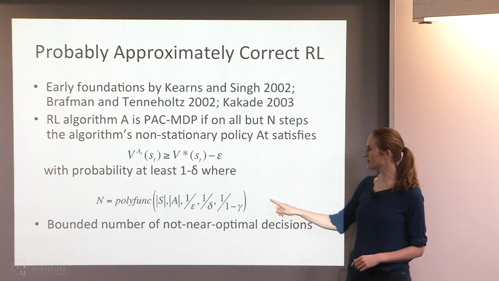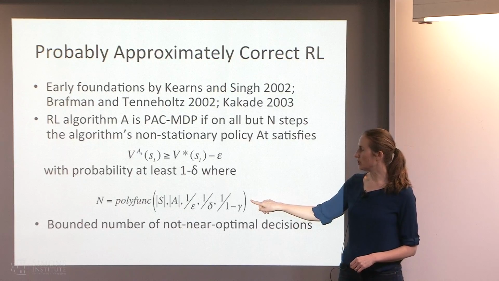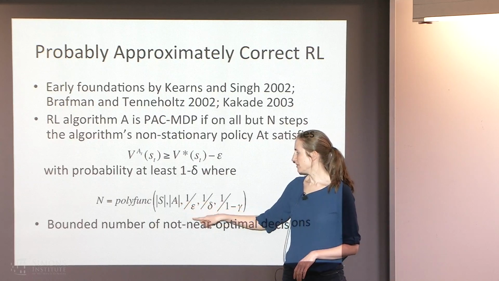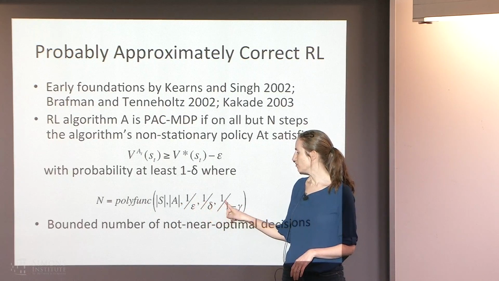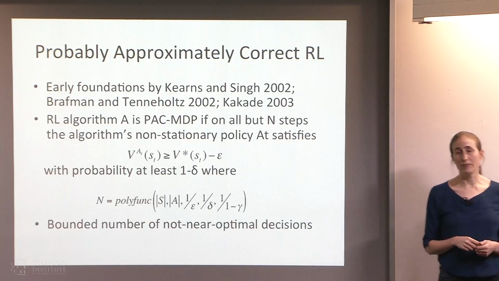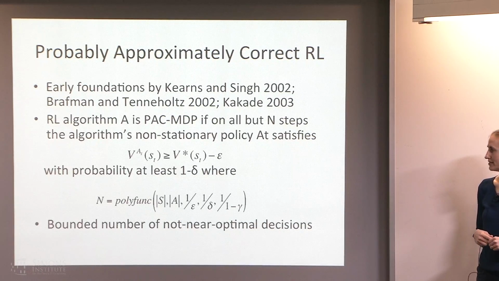And we want the number of times where we make mistakes to be a polynomial function of essentially the domain parameters: the size of the state and action space, 1 over epsilon, 1 over delta, 1 over 1 minus gamma. And we're only going to be able to guarantee this with high probability, with probability at least 1 minus delta.